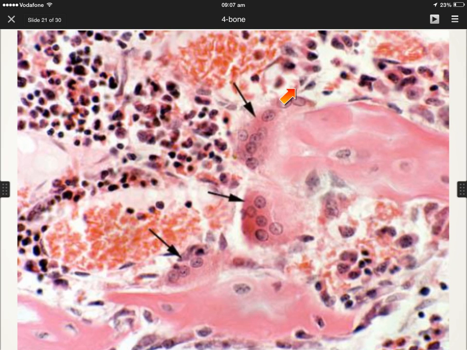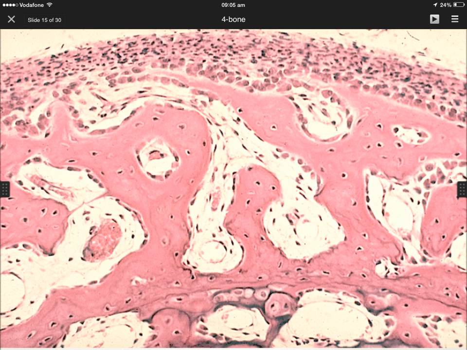Here, multiple nuclei, acidophilic cytoplasm, and they are present on the surface of the bone, lining the bone marrow cavity. Inside the bony trabeculae, we have the osteocytes, and here we have a blood vessel in the bone marrow cavity and hemopoietic cells in the bone marrow cavity. Nice picture for the spongy bone.